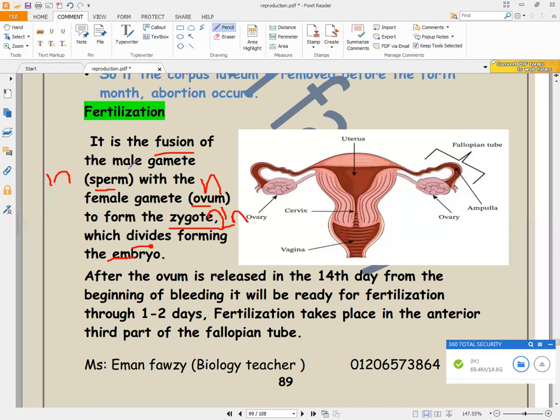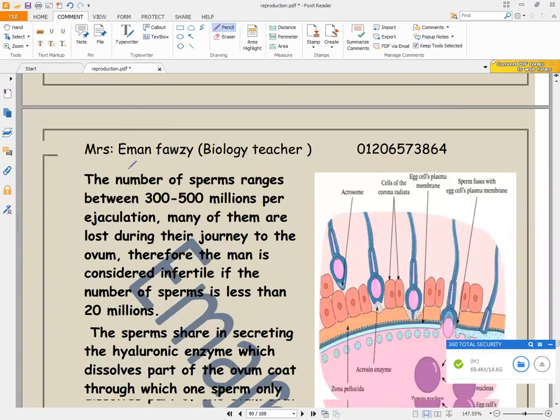After the ovum is released on the 14th day from the beginning of the bleeding, it will be ready for what? For fertilization. And it will be ready for 1 to 2 days, okay? So the fertilization takes place in the anterior third part of the fallopian tube, because we divide the fallopian tube into 3 parts. So in the anterior third part of the fallopian tube, here the fertilization will take place, okay?